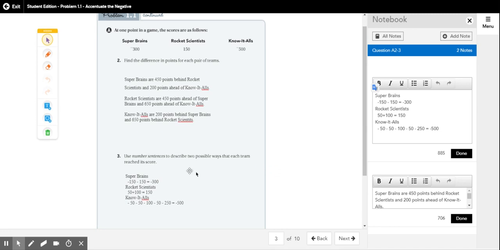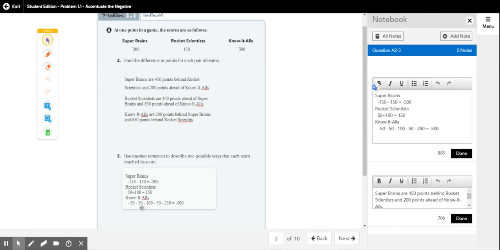So super brains could have gotten two 150-point questions wrong. They started off at 0, then lost 150 points, and then lost another 150 points. That would put them at negative 300. Rocket scientists could have gotten a 50-point question correct, and then a 100-point question correct, giving them a score of 150. Know-it-alls could have had a really bad time and got a 50-point question correct, and another 50-point question correct. That puts them at negative 100.